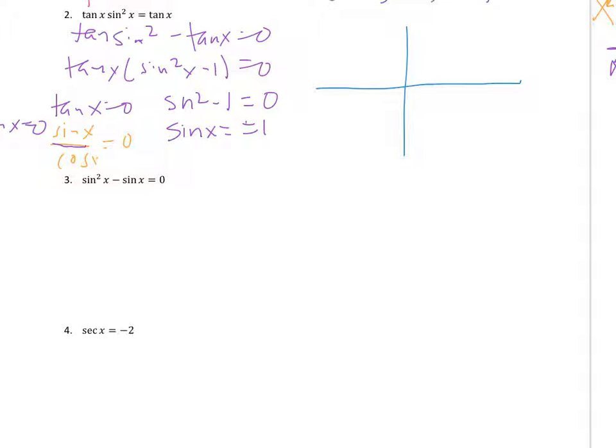Sine is equal to positive and negative 1. That would give me my x. Oops, sorry. Sine is equal to positive, negative 1. Sine is my y value. So here's where y is positive 1. Here's where y is negative 1. So 0, positive 1, 0, negative 1.